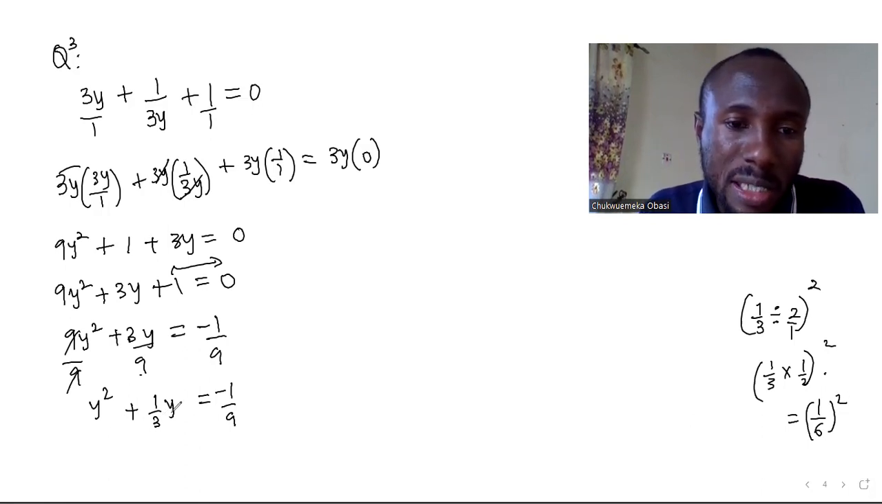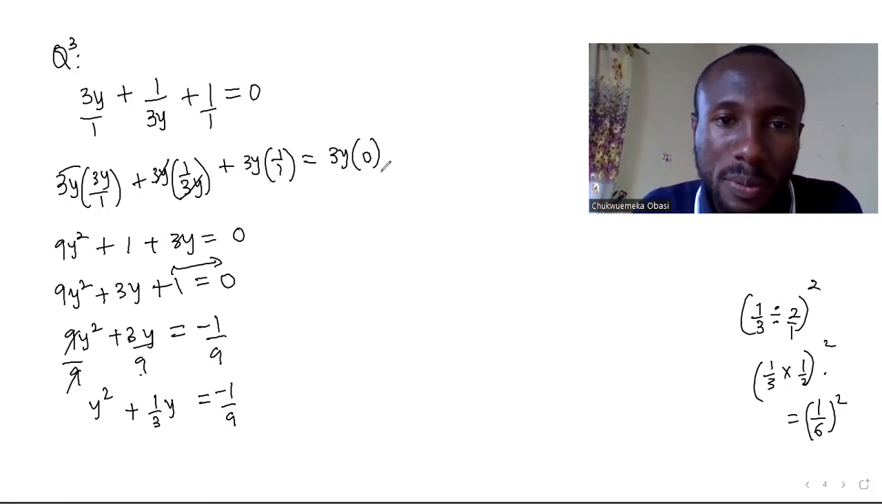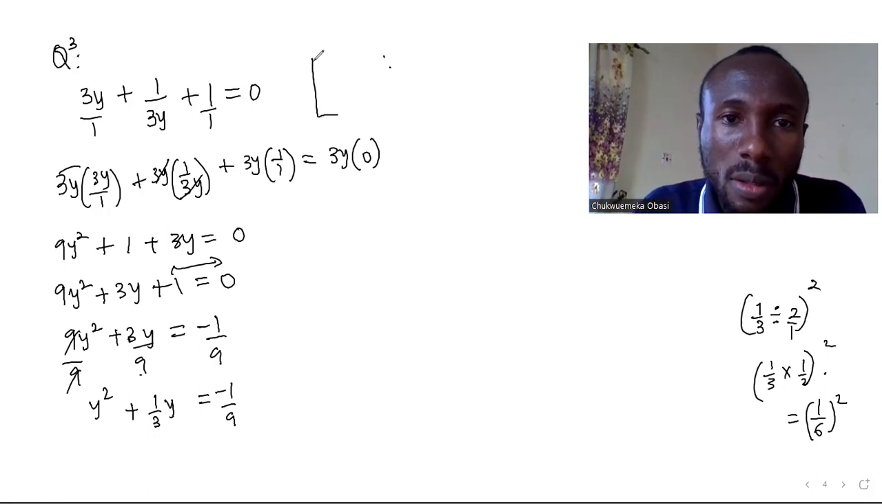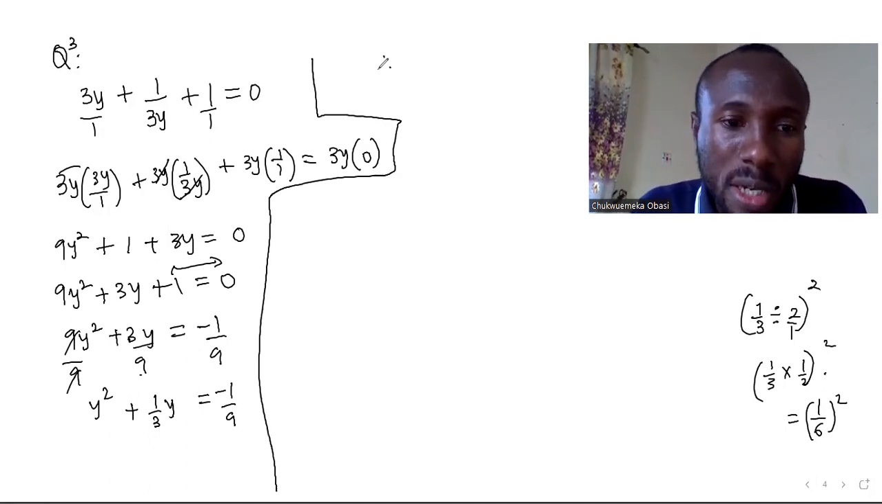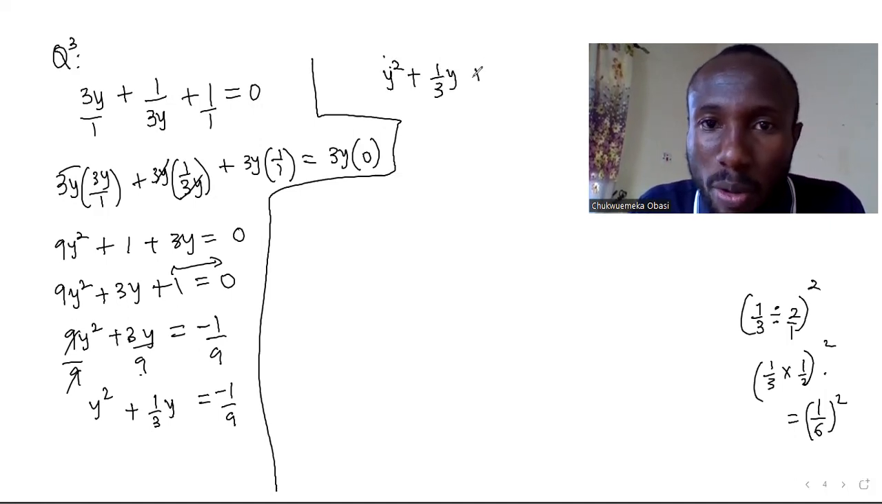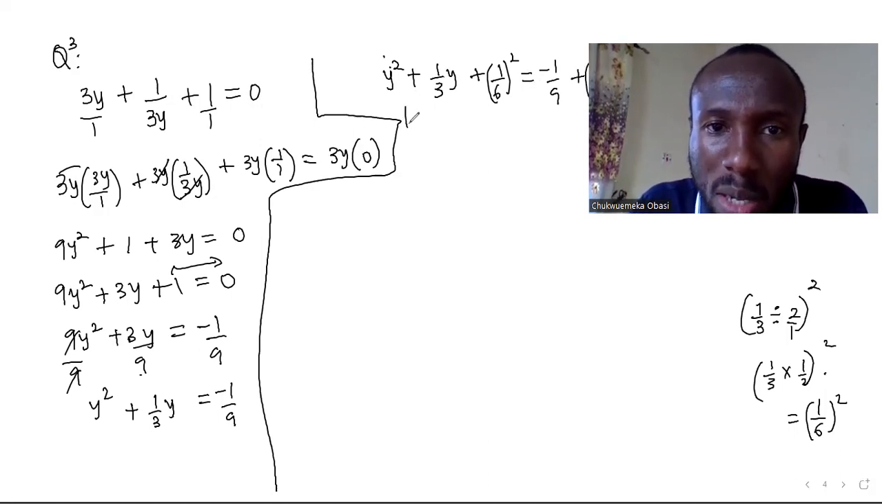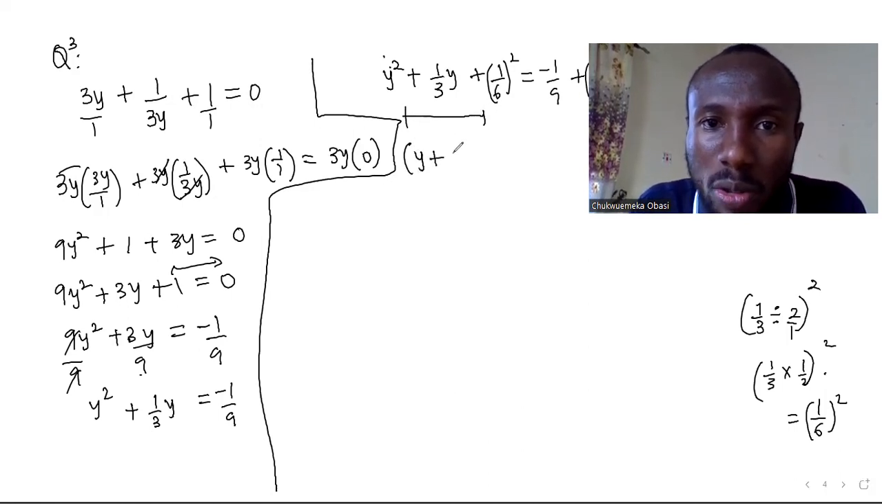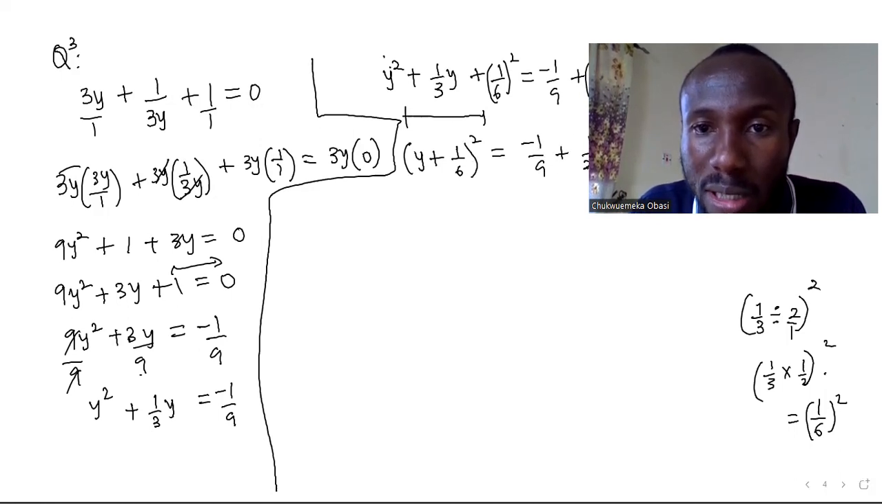So I'm going to add it to both sides here. So when I add it to both sides, I'm going to have y squared plus 1 over 3y, then plus 1 over 6 all squared is equal to minus 1 over 9 plus 1 over 6 all squared. And now when you do this, remember, this guy becomes a perfect square. So you want to write it as y plus 1 over 6 all squared equal to minus 1 over 9 plus 1 over 36, right?